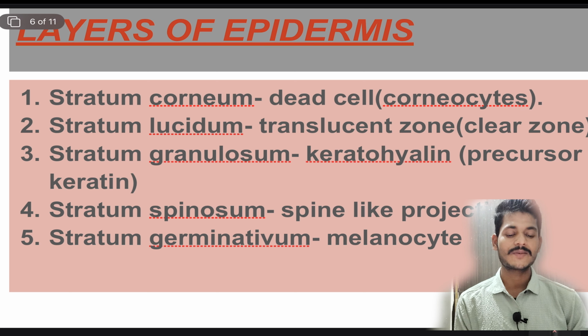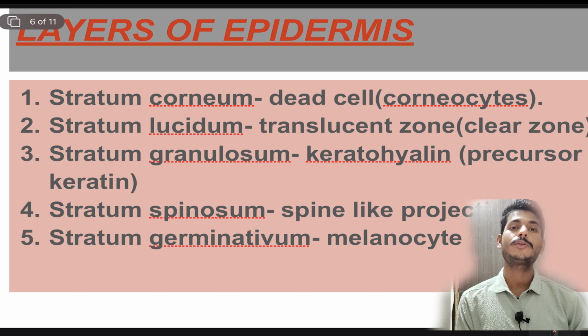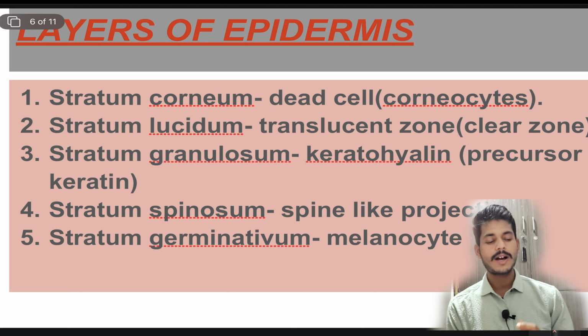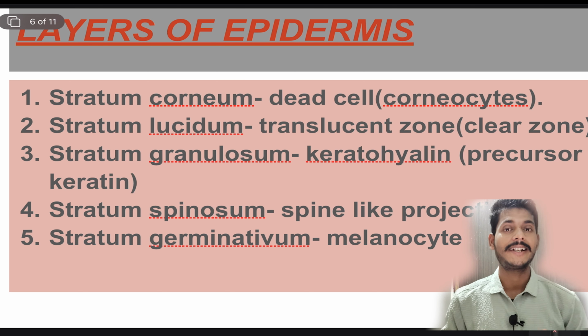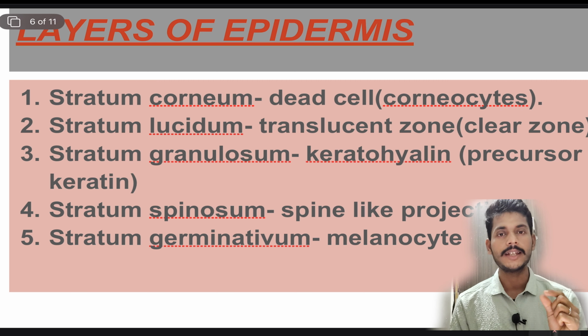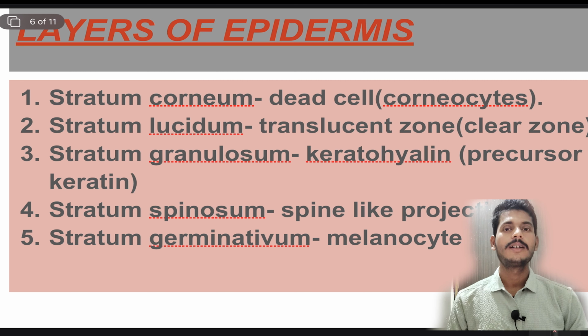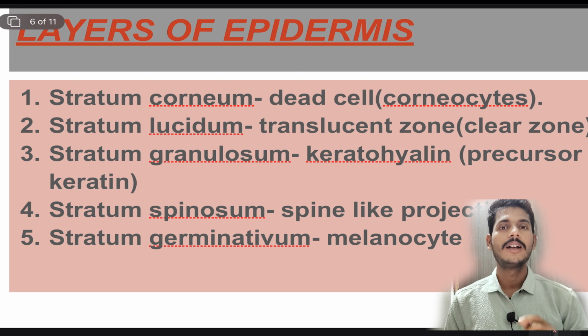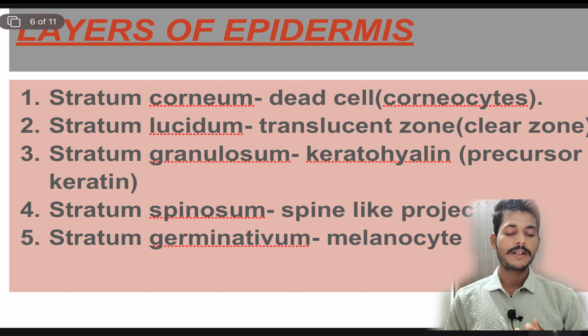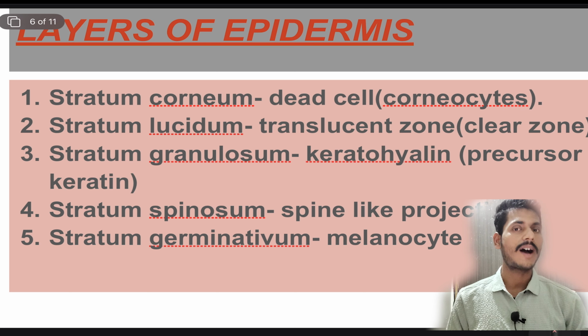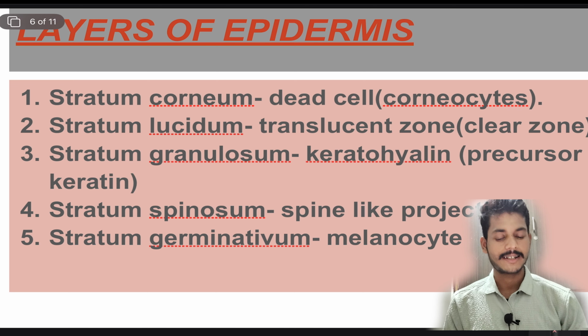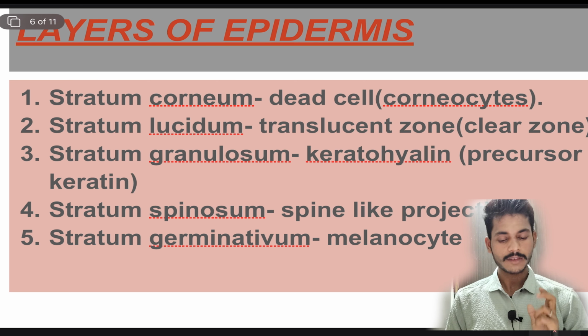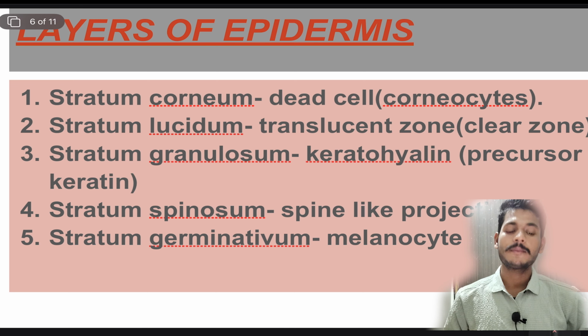Then we have the stratum granulosum. This stratum granulosum consists of the keratohyalin. And this keratohyalin is a precursor of keratin. Keratin is basically a protein, which helps in maintaining the integrity of the skin. So keratin is a protein, and this protein's precursor, called keratohyalin, is present in the stratum granulosum.